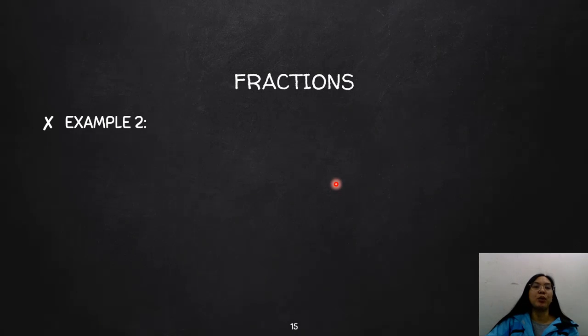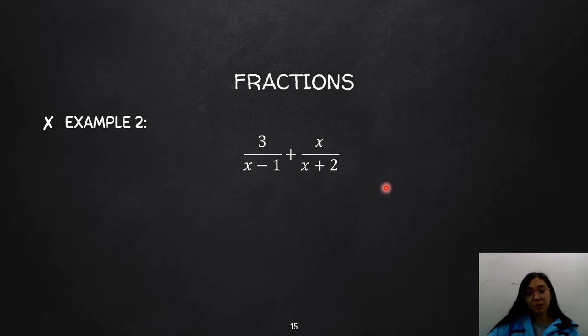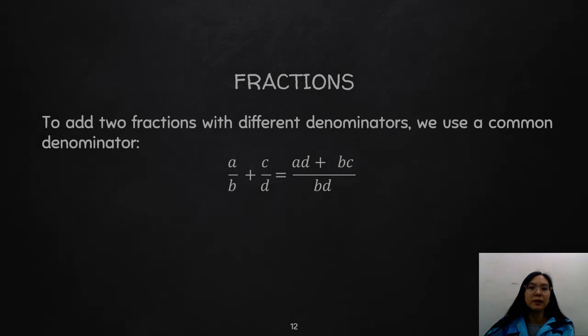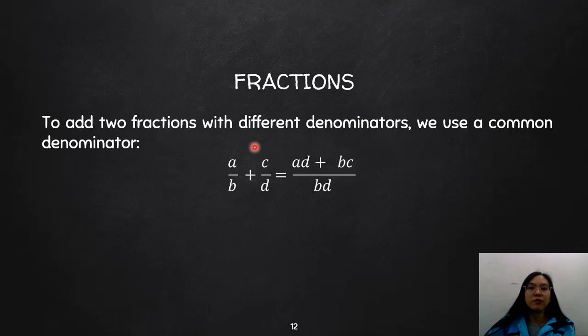So, let's have an example. Example number 2. So, for example, we have this particular fraction, 3 all over x minus 1 plus x all over x plus 2. So, if you recall, you have to add them and then you have different denominators. So, what do we do? Following, diba? Ito yung ipa-follow natin. Let me go back. So, ito. Diba? Ipa-follow natin itong particular denotion na to.